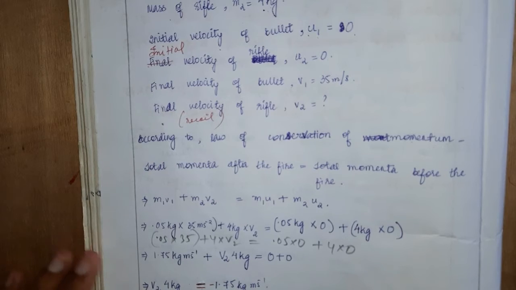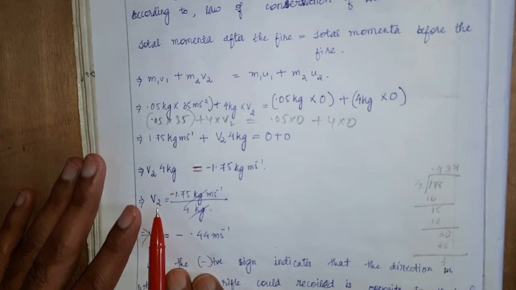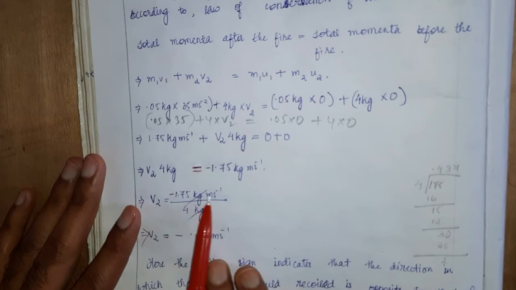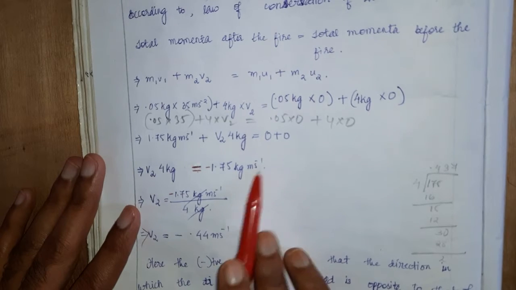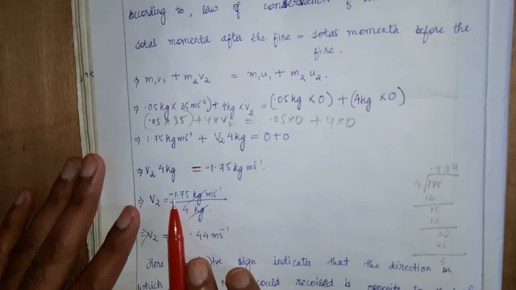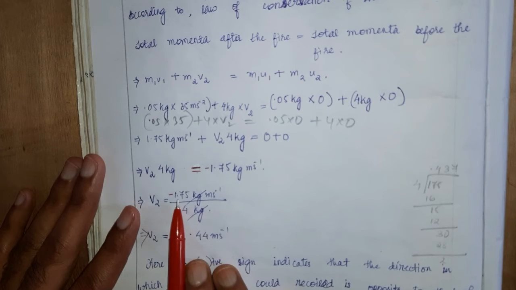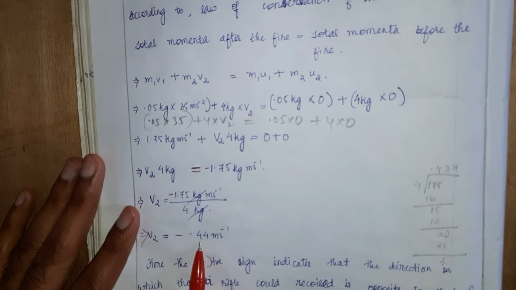v2 into 4 kg, do cross multiplication because we have to find the value of v2. So v2 equals minus 1.75 kilogram meter per second divided by 4 kg. Kg cancels, so you have minus 1.75 by 4 meter per second. Meter per second remains, and if you divide minus 1.75 by 4, you will get 0.44.